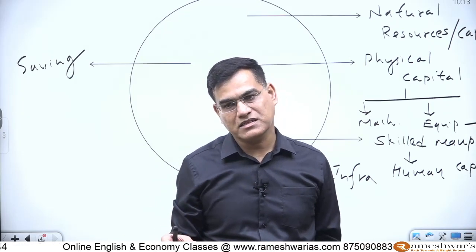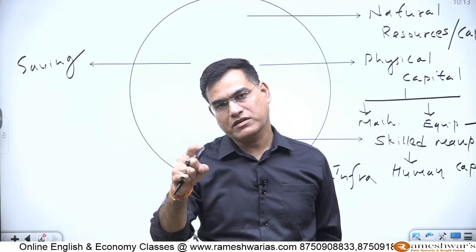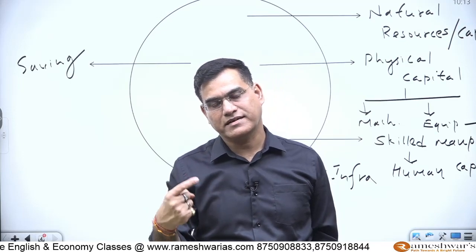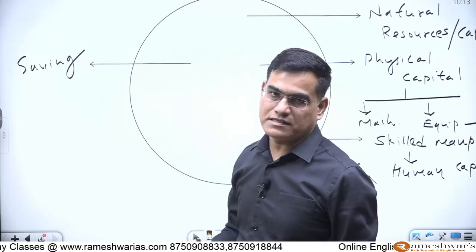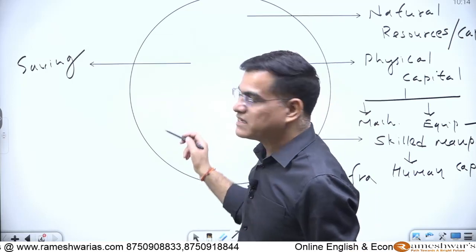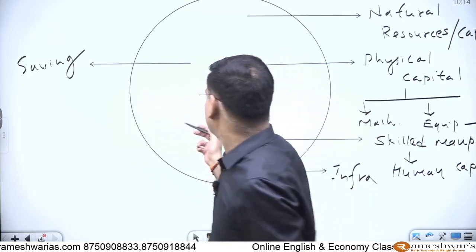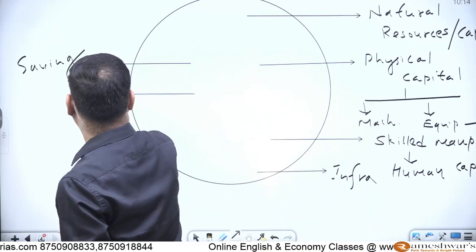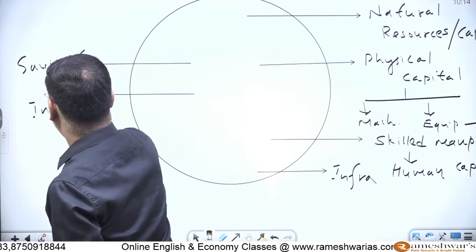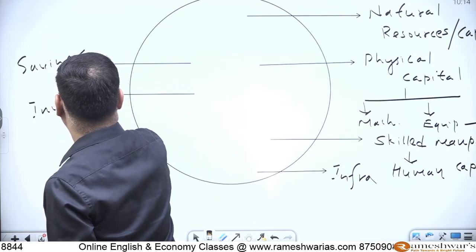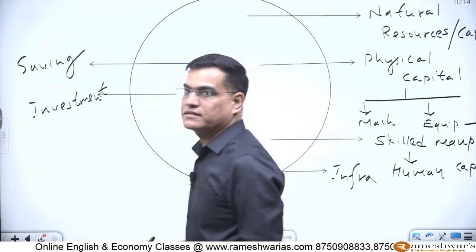If a farmer is saving something, then he can use that saving for purchasing a tube well, pump set, tractor, harvester, thresher, and so on. Saving is essential. But simple saving is not enough. You must invest it. So another requirement is what? Investment, right? Investment is another thing. You need to make investment, right?